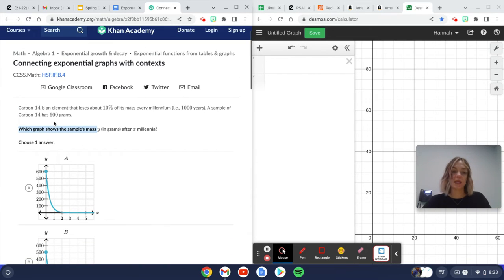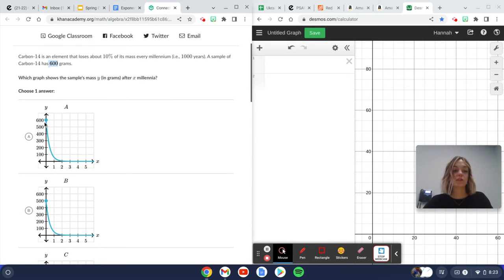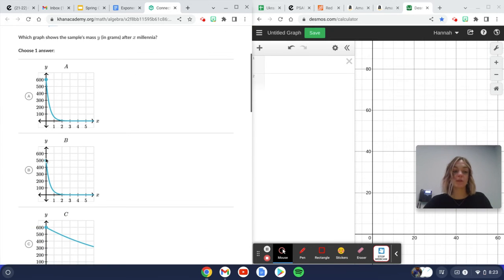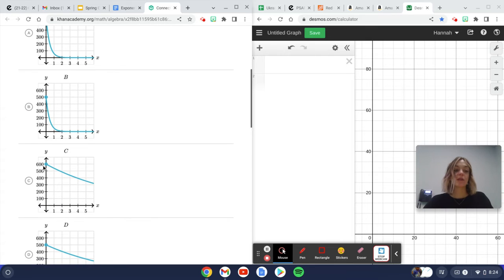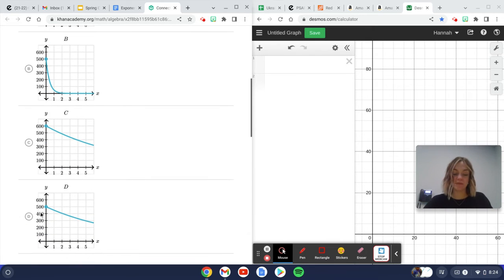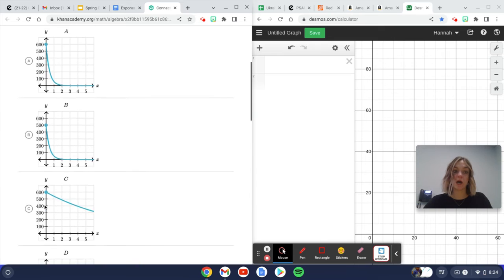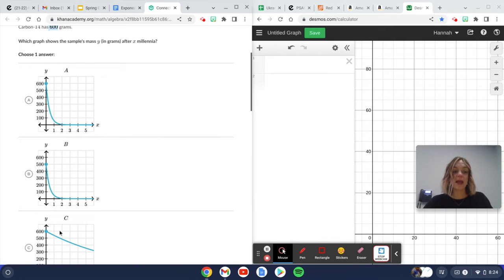So immediately I'm seeing that it's starting at 600. So this graph starts at 600, which is good. This graph doesn't, so it's not good. This graph does, so it's good. This graph does not. It starts at 500, so it's not good. So we're thinking either A or C just based on our starting point.